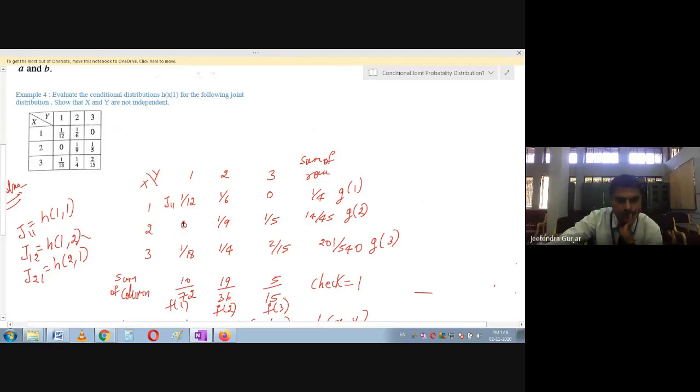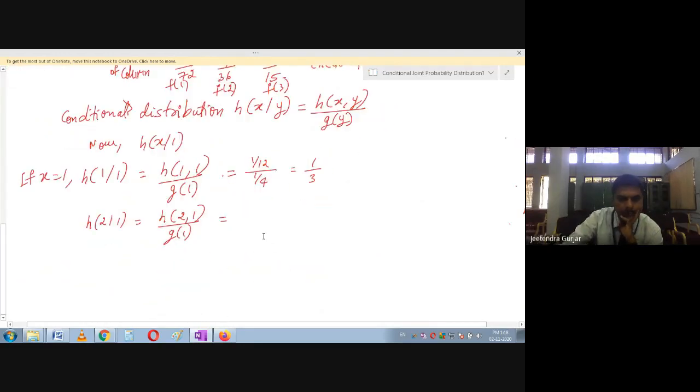Okay, so this is 0. Substitute the values here, students. So this is 0 divided by 1 upon 4, as it is. So this value becomes 0.